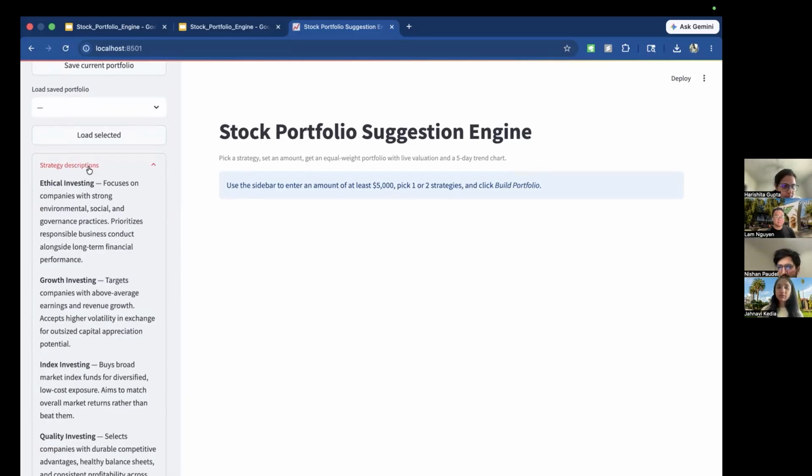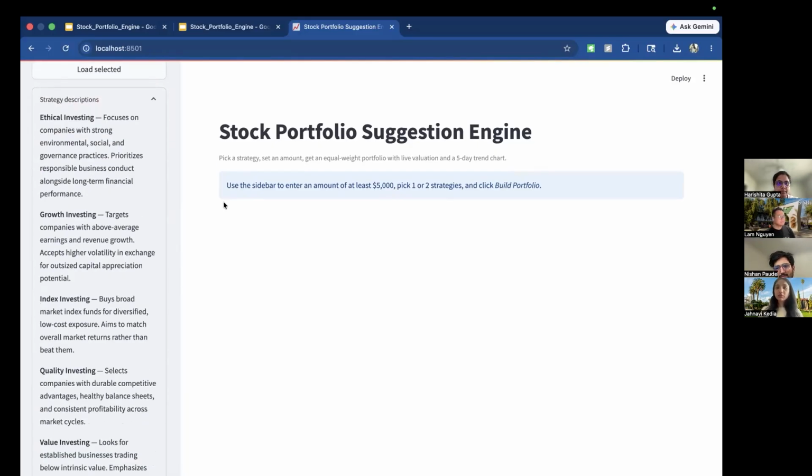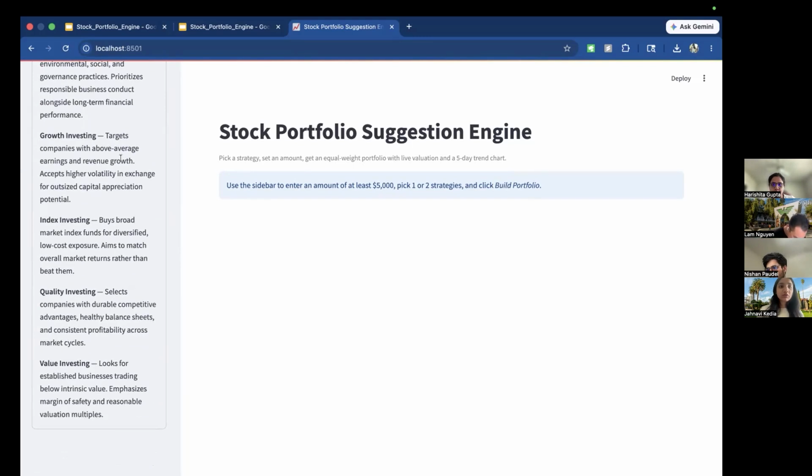It shows all the descriptions for all the strategies for the users so they know what they are picking up. So here we have ethical investing. It focuses on companies with strong environmental, social, and governance practices. We have growth investing. It targets mostly companies with above average earnings and revenue growth. We have index investing. It buys the broad market index funds for diversified low cost exposure. We have quality investing. It selects the companies with durable competitive advantages, healthy balance sheets and consistent profitability. And we have value investing. It looks for established businesses trading below intrinsic value.